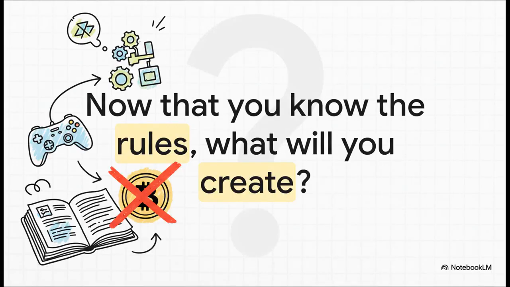And there you have it. You are now fully equipped with a strategy guide. You know how to read the book's interface, you understand the rules of the game for using the code, and you are definitely aware of that one critical warning. The path forward is clear. So the only question left is, now that you know the rules, what will you create?